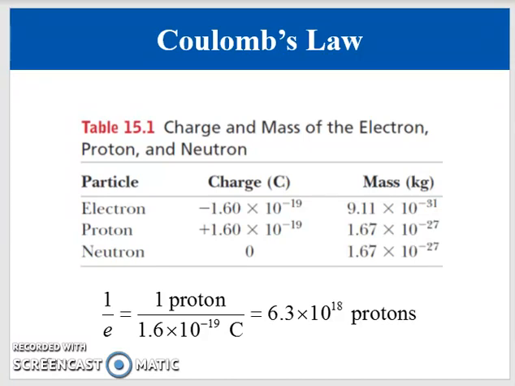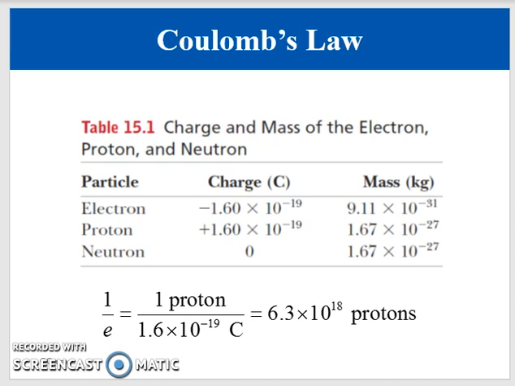We now want to talk about Coulomb's law in a little bit more detail, and as we're doing so, we need to introduce what the charge and the mass on the proton, electron, and neutron are. To answer the first question about the charge, the electron and proton both have the same magnitude of charge, 1.6 times 10 to the negative 19 coulombs.